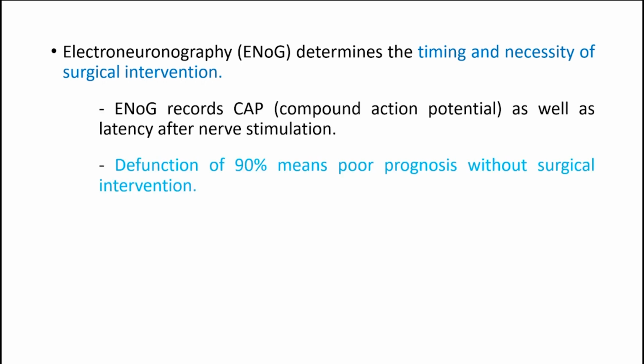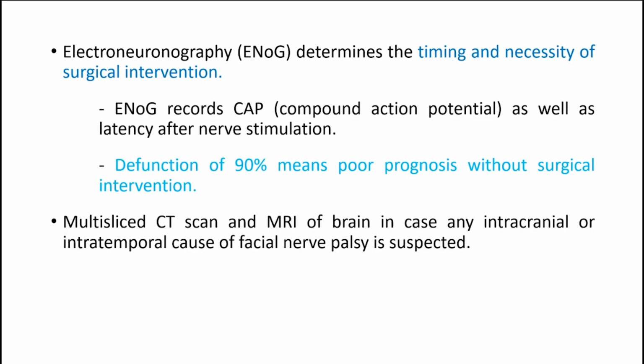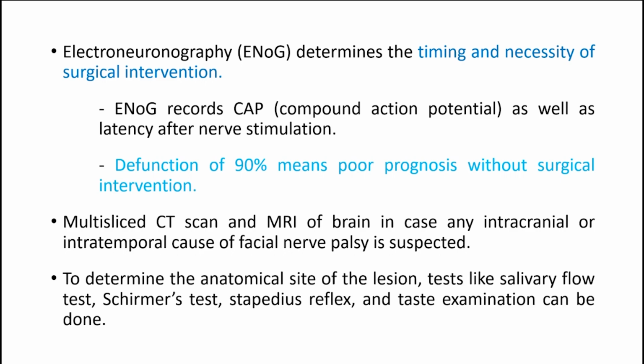Since it quantifies the motor action potential, if there is, for example, a degeneration of 90%, it means there is a poor prognosis if there is no surgical intervention. In cases where intracranial or intratemporal facial nerve palsy is suspected, you can go for a CT scan and MRI of the brain. Also, your investigation must be tailored to determine the anatomical site of the lesion. So, there will be certain clinical tests like the salivary flow test, Schirmer's test, stapedial reflex, and taste examination.